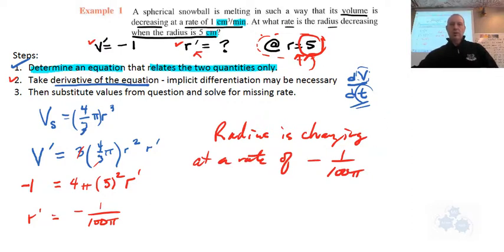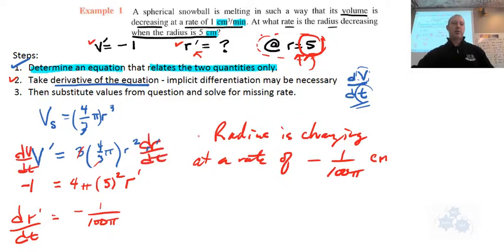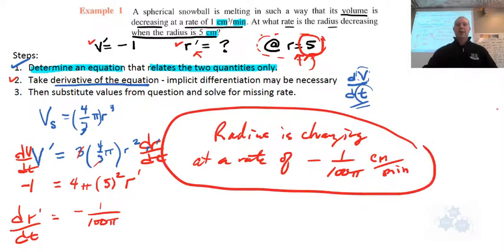Now, what are the units here? So look back to the question. The radius is just a length. What's the length involved in the question? Centimeters. But this is with respect to time, right? Because really, this is dr with respect to time, and this is dv with respect to time, if you look at Leibniz. So with respect to time, centimeters per what? What's our time? Minute. And that's your answer for that question.